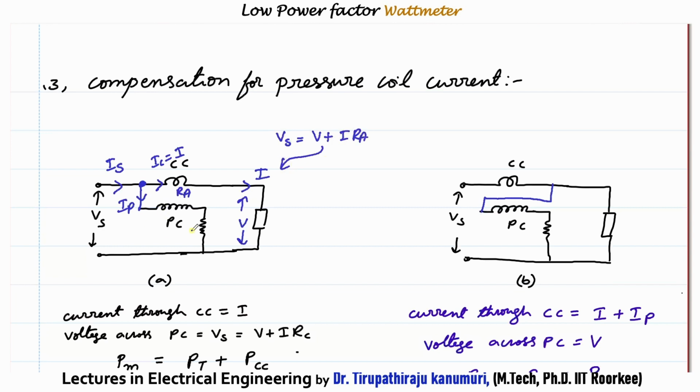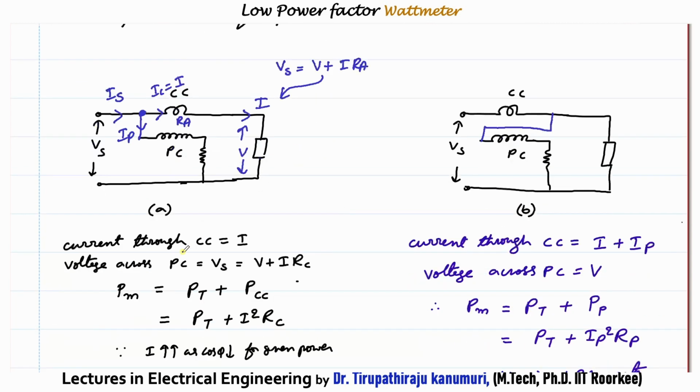That means the voltage that is measured by the pressure coil is not equal to V. It is measuring the extra voltage drop through the current coil. So I am just summarizing here. The current passing through the current coil is I, and the voltage across the pressure coil, Vs, is V plus I into the resistance of the current coil. So let us take, instead of Ra, Rc to avoid confusion.